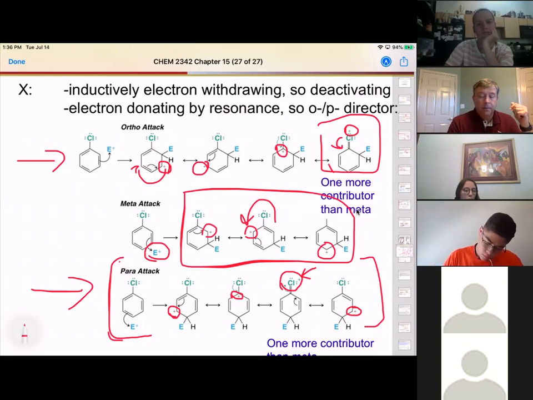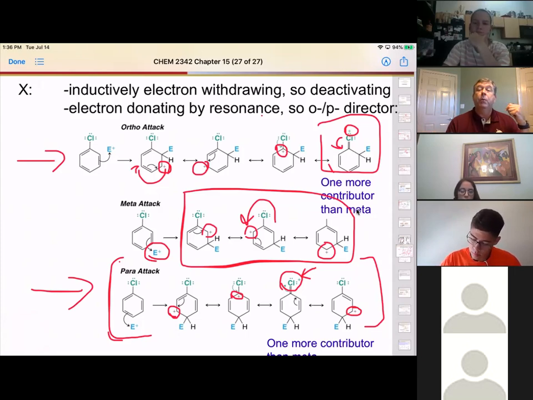Questions on that? Are we starting to see why adding an extra resonance contributor makes it more stable? More stable means it's going to be more likely to form as our intermediate. If it's more likely to form as our intermediate, it's more likely to give us our product.